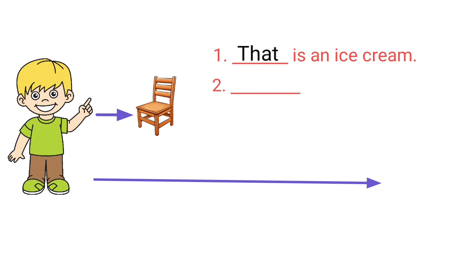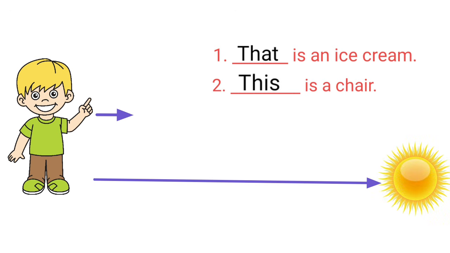Number 2, dash is a chair. Now, is the chair nearby or far away? It's nearby, so what shall we use? That's right. This is a chair.